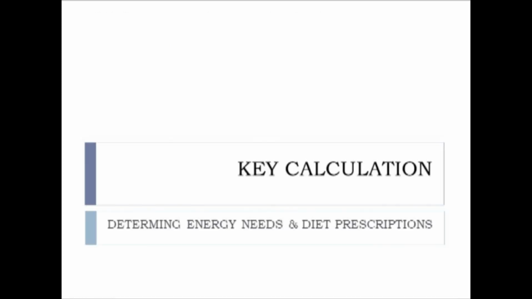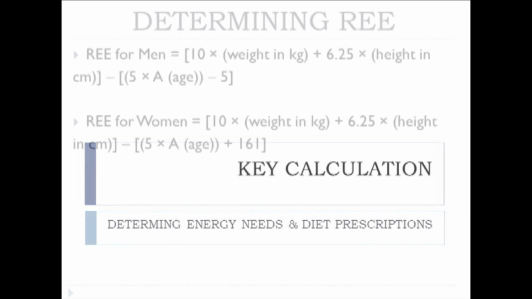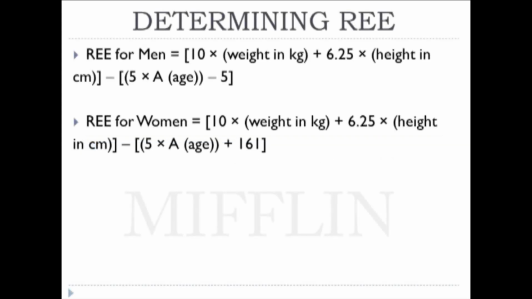Now I want to spend some time looking at the key calculations used for the determination of energy needs and for diet prescription. The first calculation that I'd like to introduce to you is the determining of resting energy expenditure, or REE. The method recommended in the book is to begin with the Mifflin equation. This establishes the resting energy expenditure, which is the first step in determining the total energy expenditure, which we'll see later on.